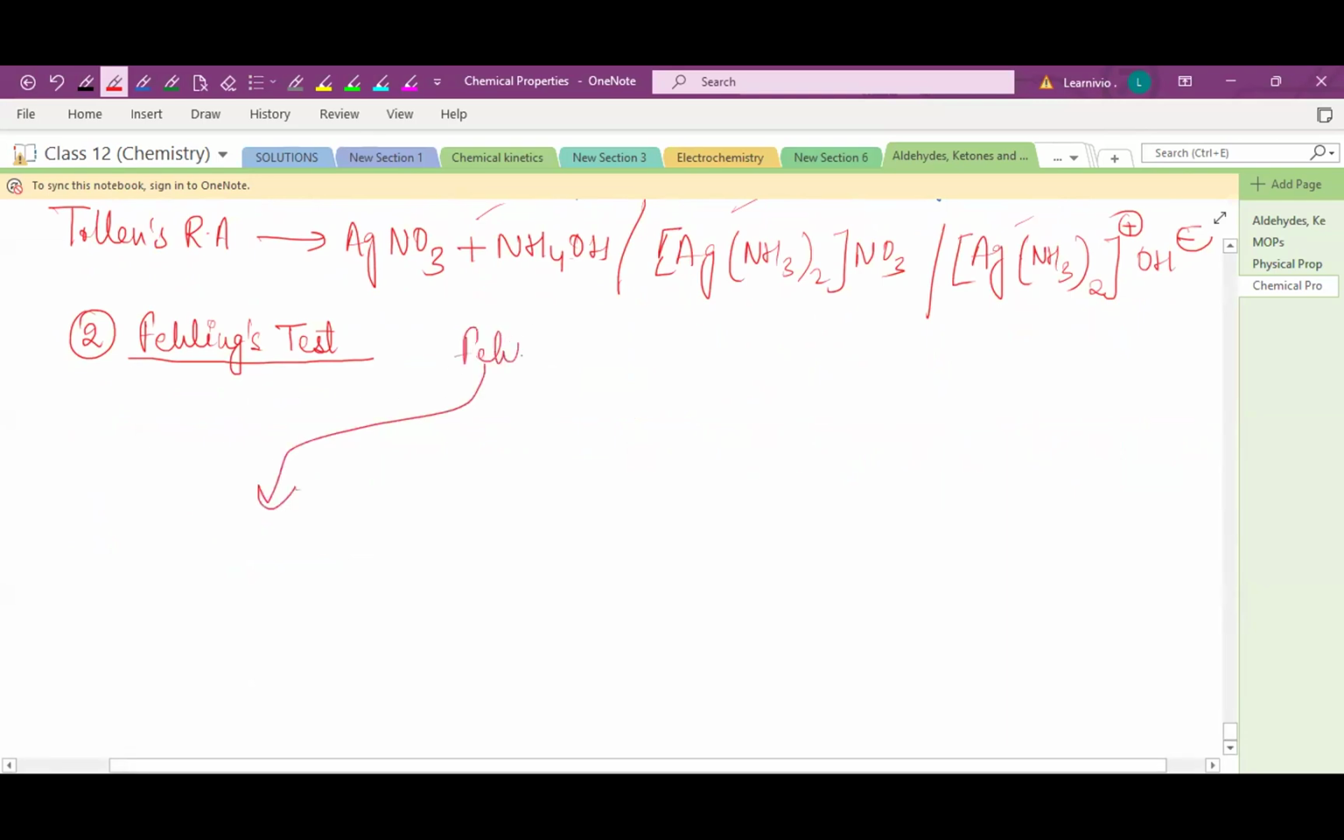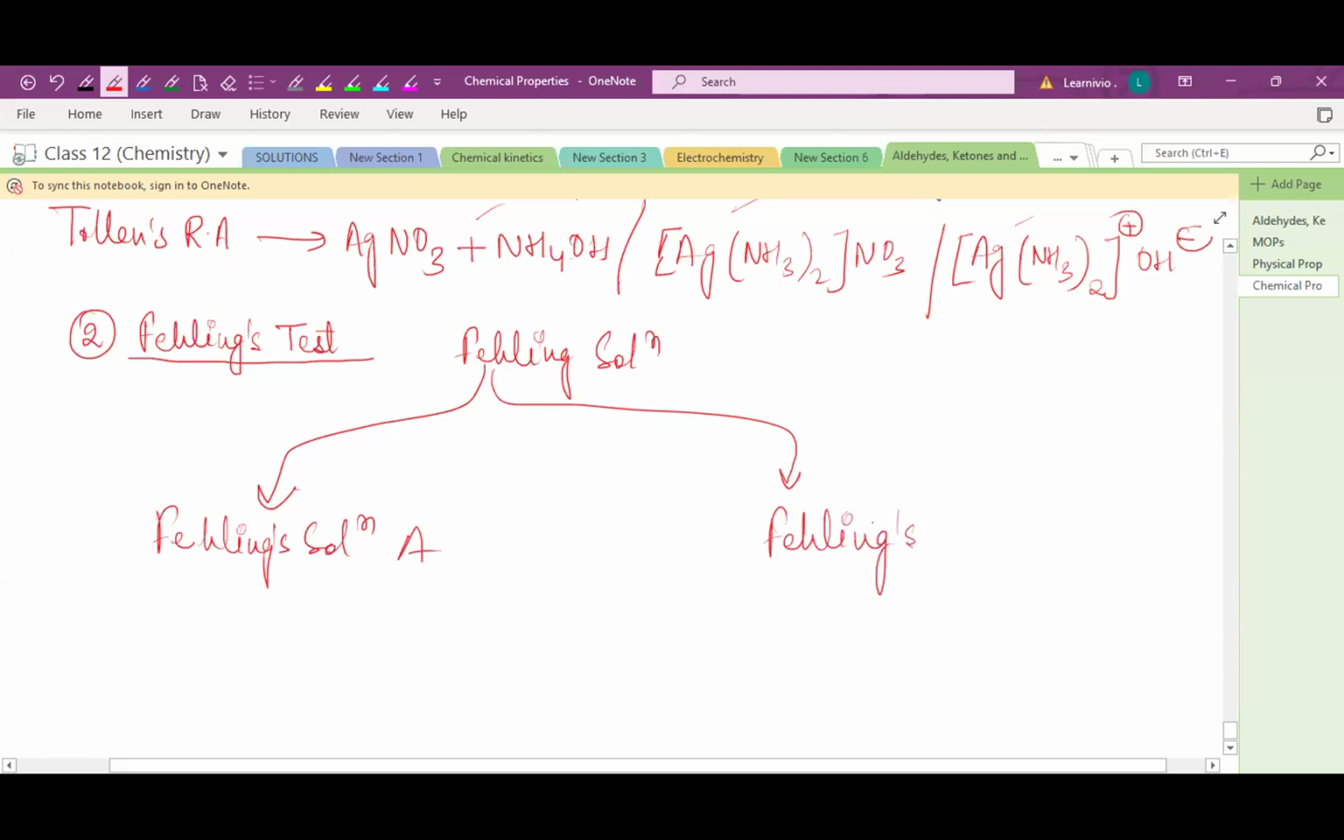Fehling solution is a combination of two solutions: Fehling solution A and Fehling solution B. If you have visited your lab, you must have noticed that there are two types of Fehling solution. One is a dark blue color solution, and the second one is a colorless solution. These are Fehling A and Fehling B.